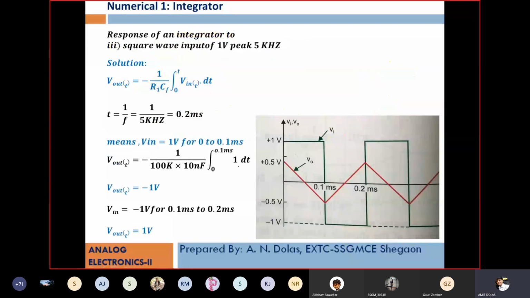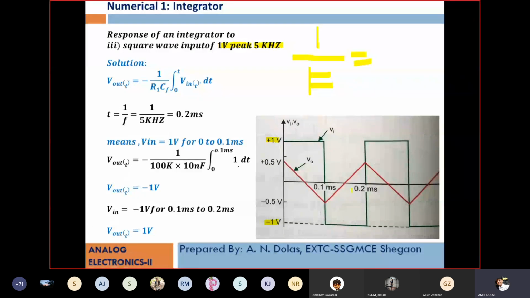Then the last one is the square wave. कौन सा इनपुट दिया है हमने? साइन का रिस्पॉन्स देखा है, स्टेप का रिस्पॉन्स देखा है. Now square wave specifications are given: 1 volt peak. 1 volt peak means +1 volt and -1 volt, so it will be 2 volt peak to peak. 5 kilohertz. 5 kilohertz frequency means what? Only 0.2 millisecond. 1 by f, if you do 1 by f, you will get the time period.